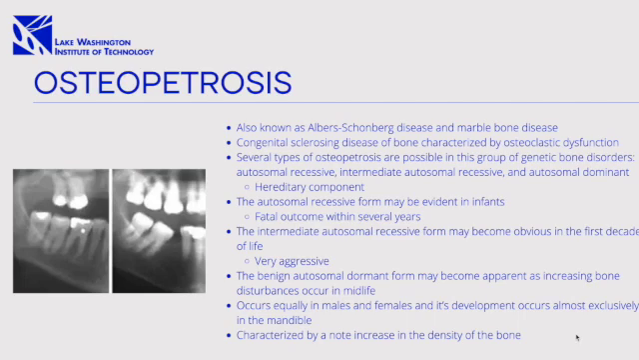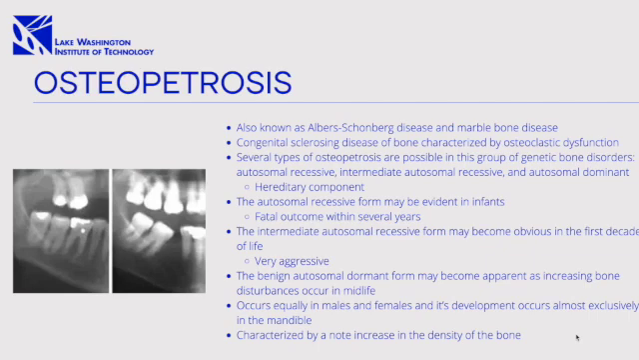The age of the individual will vary with the type of osteopetrosis diagnosed. The autosomal recessive form may be evident in infants and has a fatal outcome within several years. The intermediate autosomal recessive form may become obvious in the first decade of life and is very aggressive. The benign autosomal dominant form may become apparent as increasing bone disturbances occur in midlife.